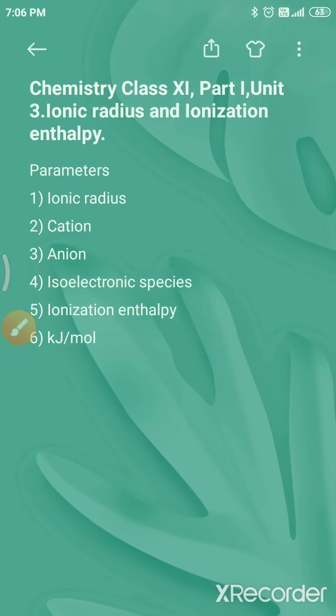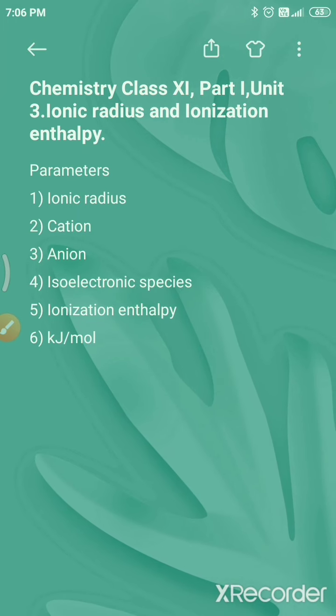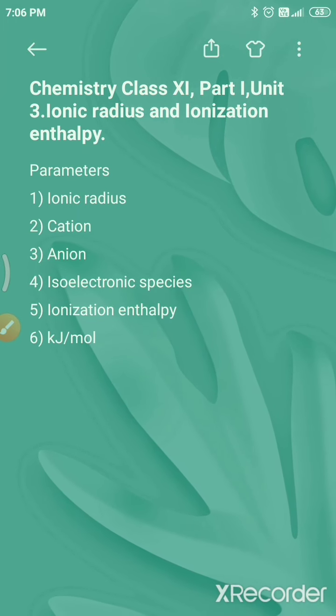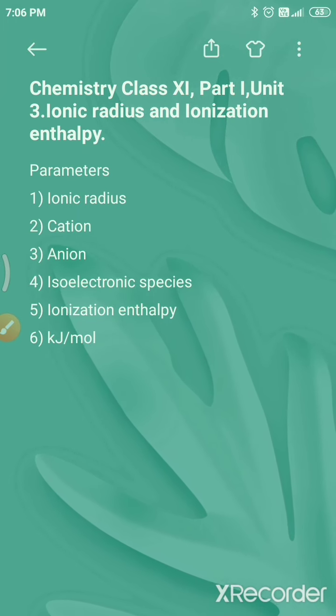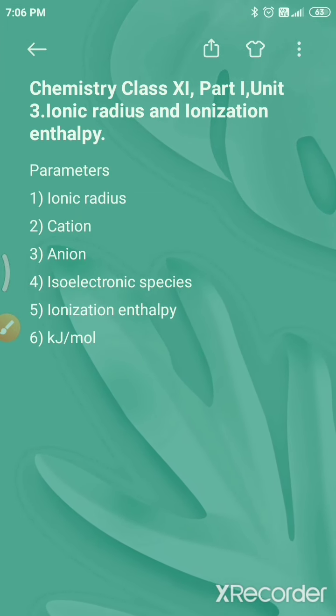Now we talk about ionic radius. The ionic radii can be estimated by measuring the distances between cations and anions in ionic crystals. The removal of an electron from an atom results in the formation of a cation, whereas a gain of an electron leads to an anion. The ionic radii of elements exhibit the same trends as the atomic radii.